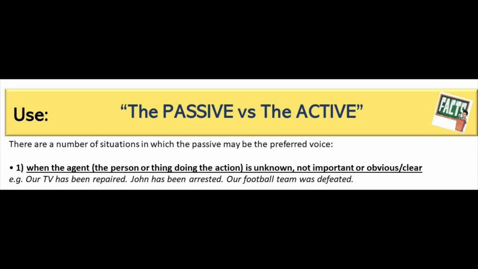What kind of situations are we talking about when the passive is the correct or the proper or the more appropriate voice to use? Okay, first example, our TV has been repaired. John has been arrested. Our football team was defeated. So from these examples, we can tell, hopefully, that we use the passive when the agent, so again, the agent is the person or thing doing the action, is unknown, not important, or it is obvious or clear from the sentence.